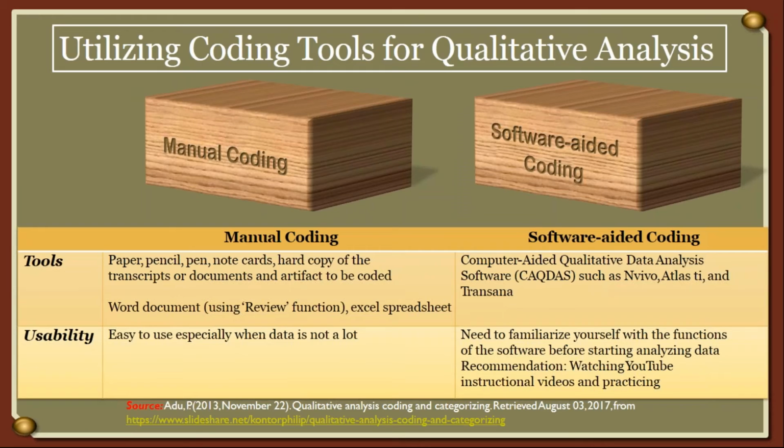So there are a lot of tools that you could use to analyze your data. We can use tools related to manual coding and also electronic or software aided coding. In terms of manual coding, the tools you can use are pencil, paper, note cards, a hard copy of the transcript where you write in it, underline, and circle. You identify significant information and write the label on a note card, and then you can connect those labels to the significant information that you have in the document. Also you can use a Word document to do that, or you can use an Excel spreadsheet to do the analysis.